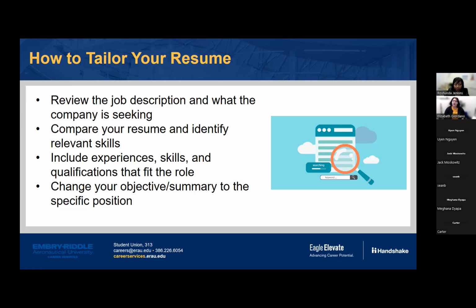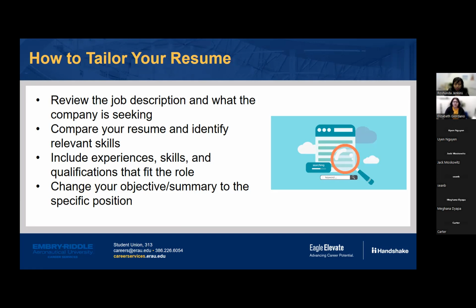And then start to compare your resume that you have currently and identify those relevant skills. Sometimes you have the same thing that you may be doing in that job or internship. The wording may just be a little different. And so we're going to talk about why that's important to match documents. And again, think about what are the most relevant experiences, skills, and qualifications that you have that really fit the role that you found to apply for.